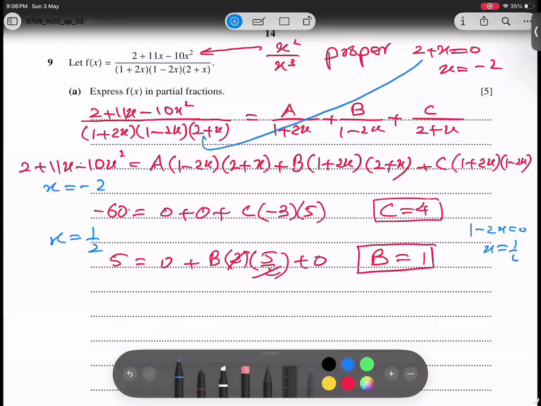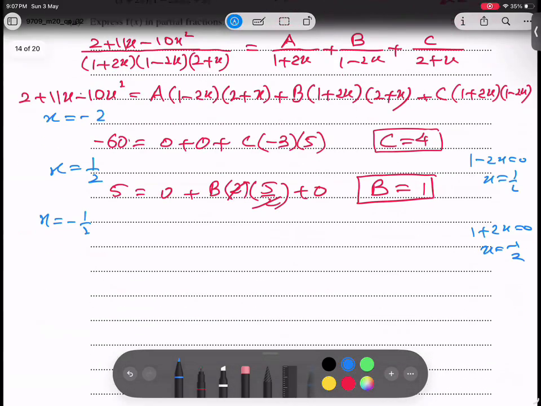One time I have plugged in this 0. Now I'm plugging the third part 0, and that is 1 plus 2x is equal to 0. I got x value negative half. So when I plug in negative half, students, what happens then? Let's see. So negative half, 2 negative 11 over 2 and negative 10 divided by 4, and I get negative 6. Negative 6 I got from here, students.